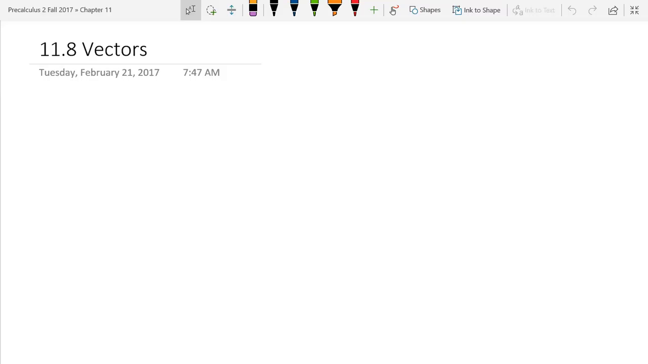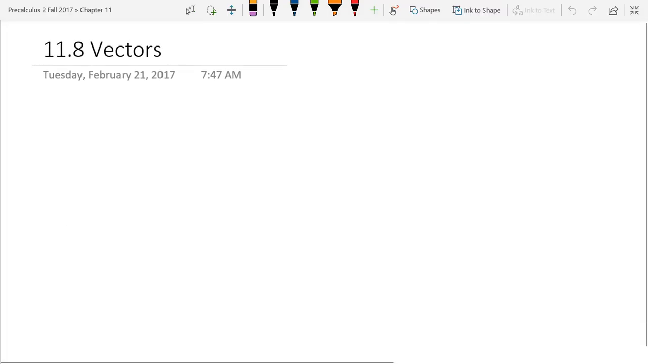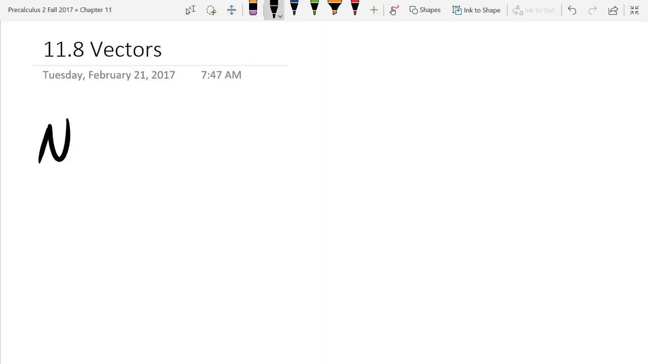So vectors, we're going to start with rectangular form. And occasionally when we need to, we're going to use polar form and switch back and forth between the two. So let's begin with notation.